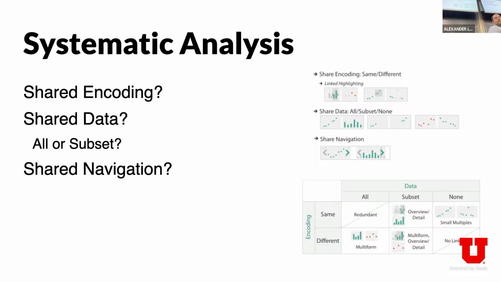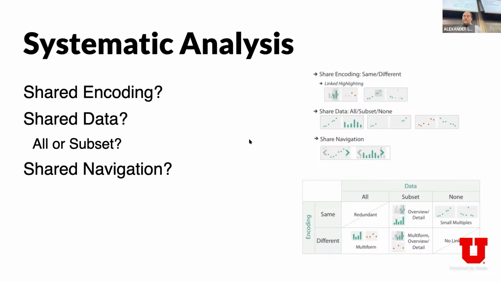These are the questions, and this is the figure and the classification that we have in our textbook. So shared encoding: is it same or different? Shared data: is it all, subset, or none? Or shared navigation? And then down here we have this matrix of data and encoding. If we have the same data that is completely shared and the same encoding, then it's kind of useless, right? Then we're just showing the same view twice. But if we have the same data and a different encoding, then this is called multiform visualization, and we're showing the same data set with two different visualization techniques that might reveal different things.